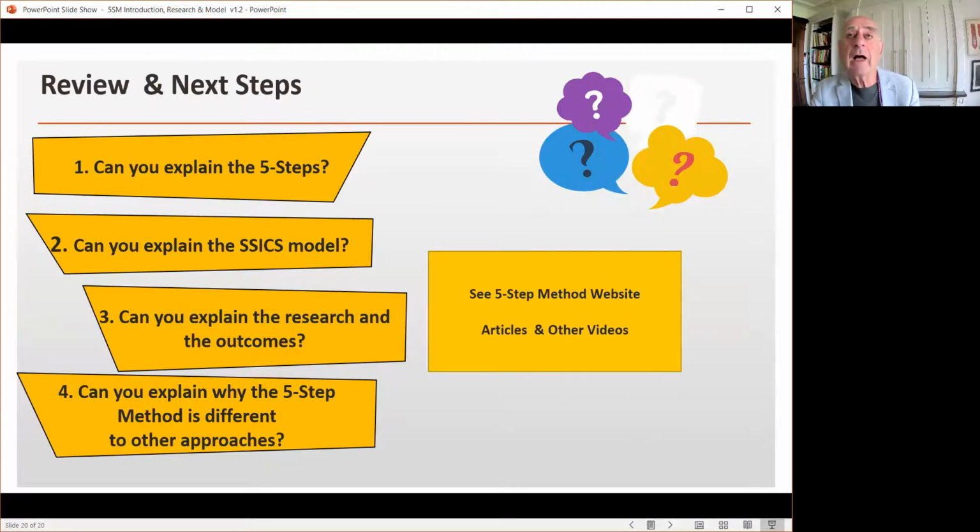So I think it's important that you now review where we've got to. You need to think, can I explain the 5 steps? Can I explain the stress-strain information coping support model? Can I explain the research and the outcomes we have got from the research, both before leading up to the stress-strain information coping support model and afterwards evaluating the 5-step method? Can I explain why the 5-step method is different to other approaches? I would recommend that you look at a lot of the 5-step method website and the articles and other videos.